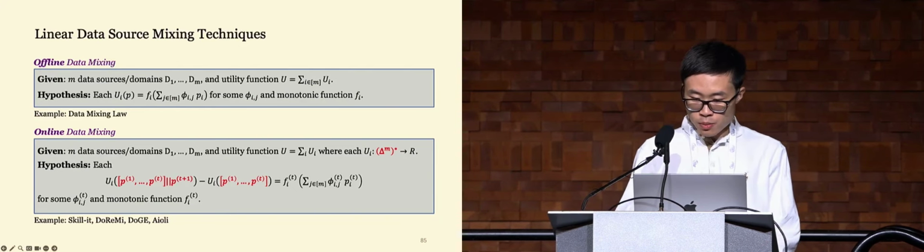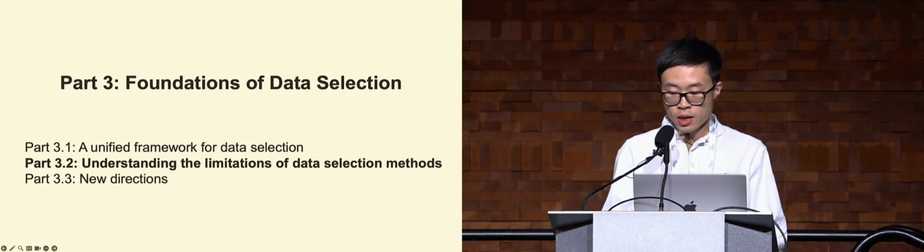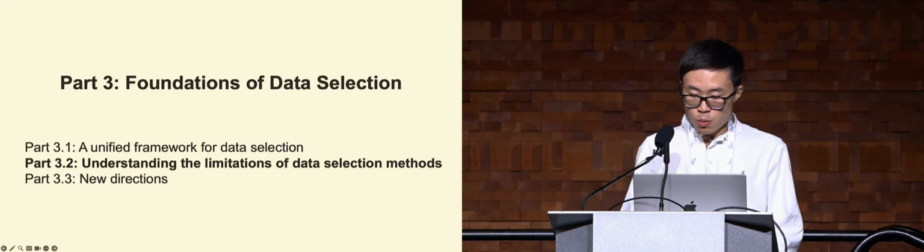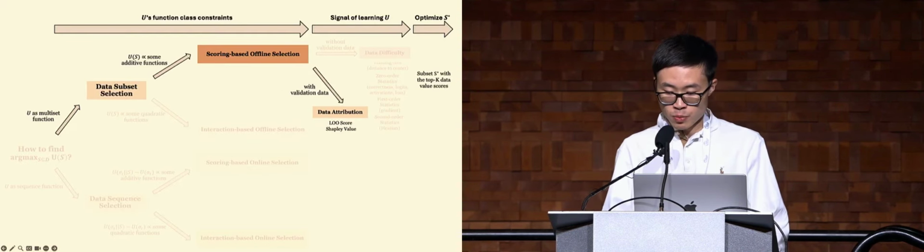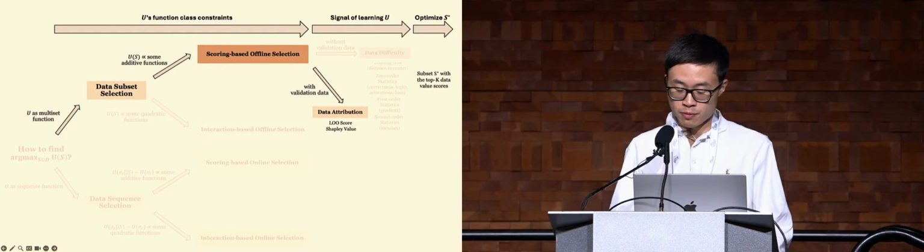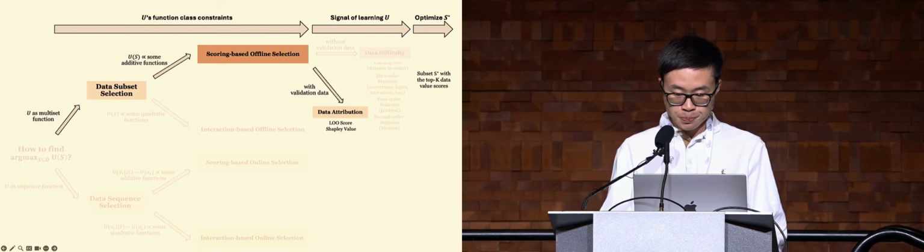So we can similarly categorize the existing data source mixing methods according to the function class constraints. For example, analogous to the scoring-based data selection methods, many offline and online data mixing techniques assume the utility is correlated with a linear function of the probability vector, which captures much of the existing literature.